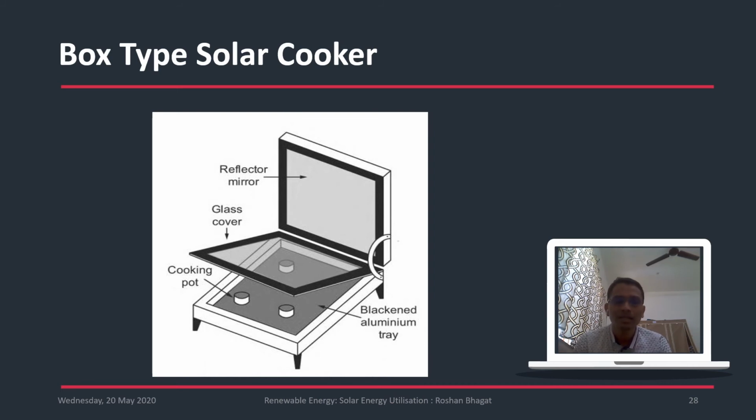Continuous monitoring is required in case of this particular type of cooker. Again, the food cannot be prepared for more than 3 or 4 people. The other thing is the limitation of temperature. Temperatures are not high, and the cooking operation will require higher heat, so that cannot be done with the help of this box type of solar cooker. So these are some of the disadvantages.